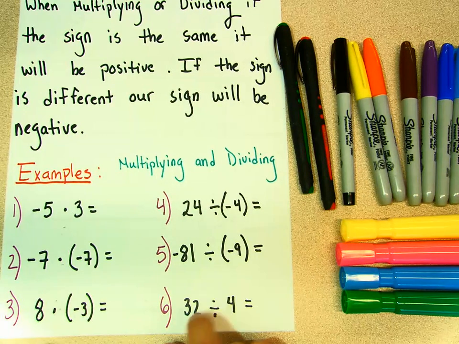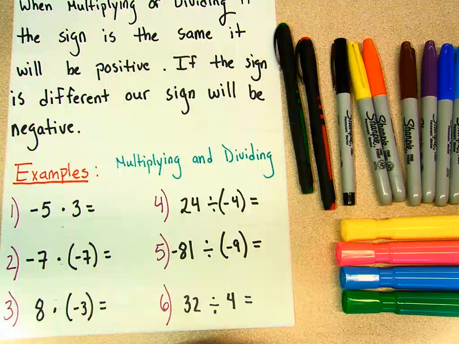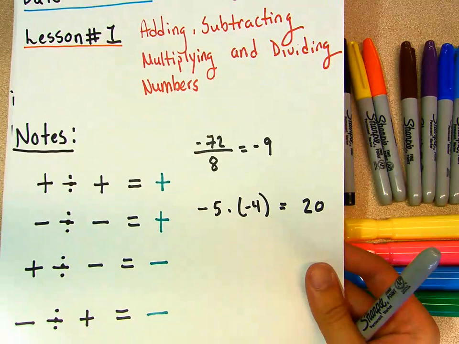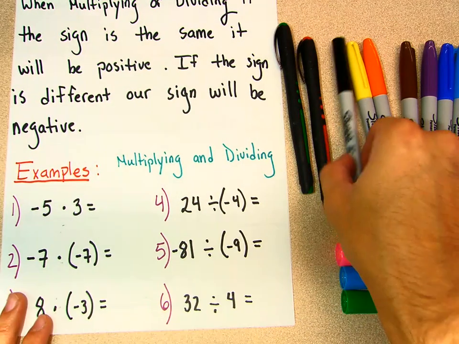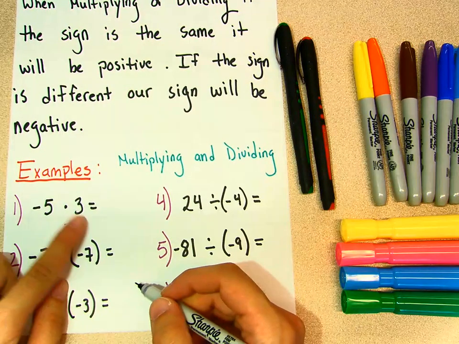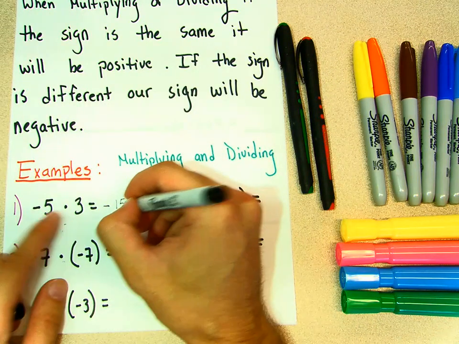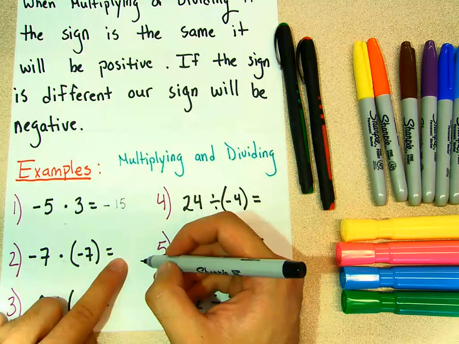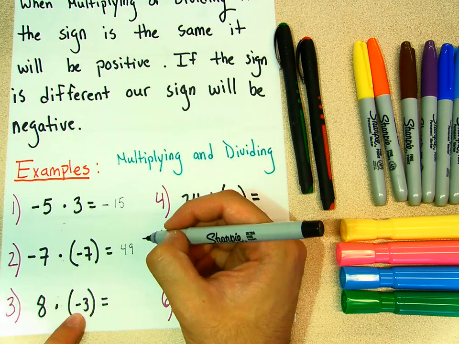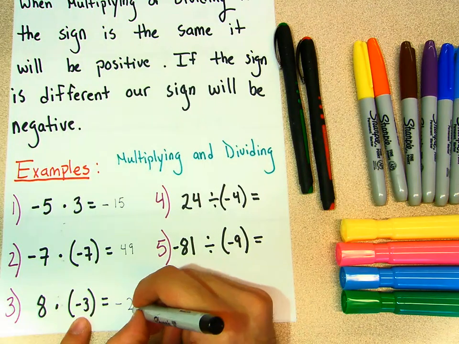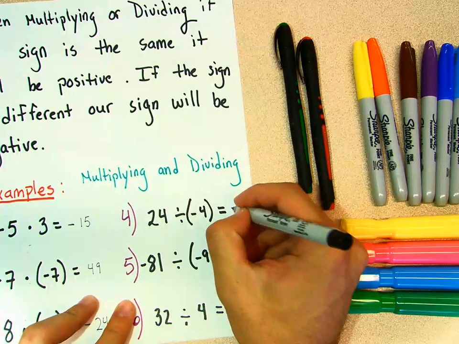What I'd like you to do is just warm up with this and pause the video, just do these questions, follow the signs, and yeah, there should be an easy warm-up for you guys, okay? So let's say you want to come back and see the video. Negative times positive is negative. 5 times 3 is 15. Negative times negative is positive. 7 times 7 is 49. Positive times negative is negative. 8 times 3 is 24. Right? Positive divided by negative is negative.